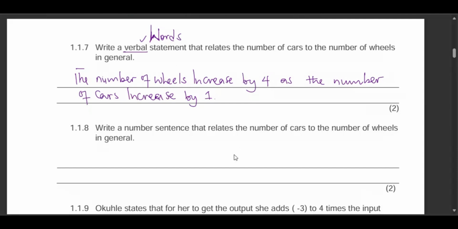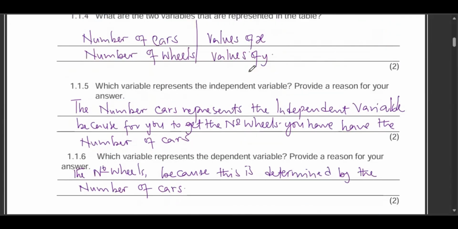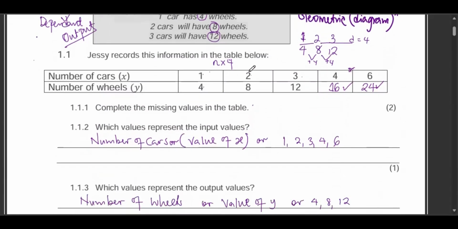The number statement, we are looking for the formula. They're asking us to write down the number statement that relates the number of wheels in general. If it's 1, it has 4 wheels. Okay, let's do this. We are creating a general formula. Remember, we are looking for how do we get the next number.